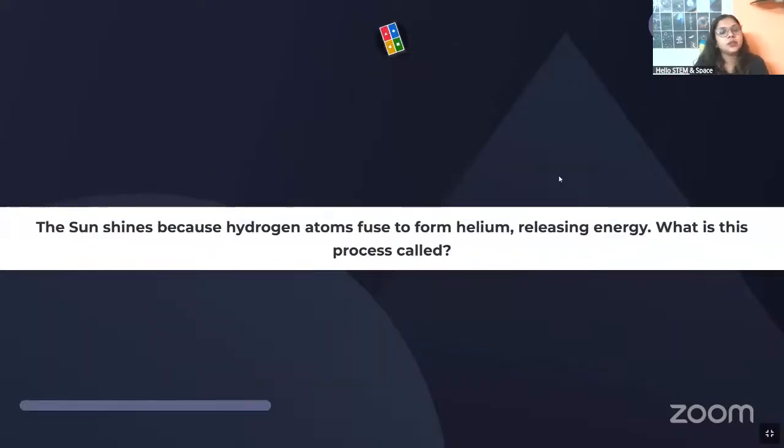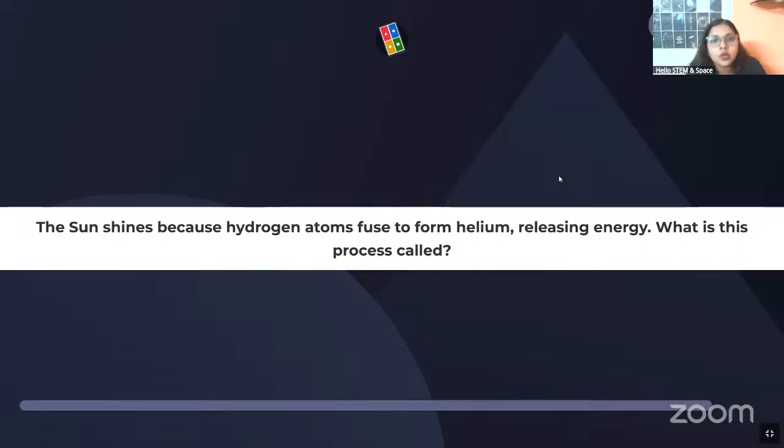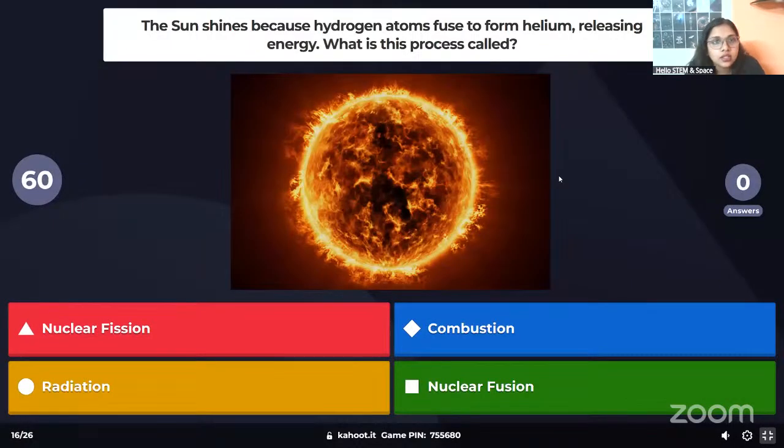The sun shines because hydrogen atoms fuse to form helium, releasing energy. What is this process called? Not only the sun, all stars are burning because of this process. It's producing light and energy or heat because of this particular process. It's actually combining hydrogen and forming helium. So what is this process called?